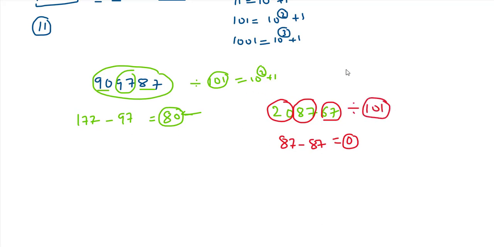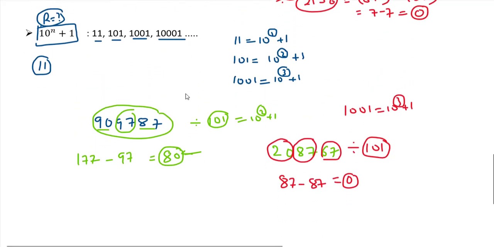So for 1001, which is of the form of 10 cube plus 1, we'll take 3 digits at a time for finding the sum. Likewise, we can proceed for higher numbers as well.